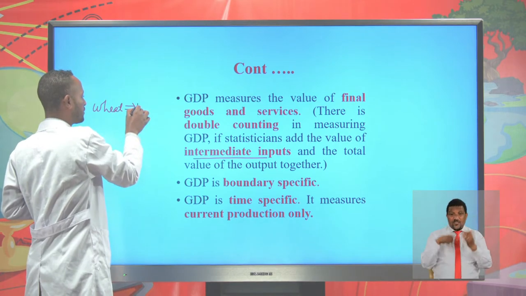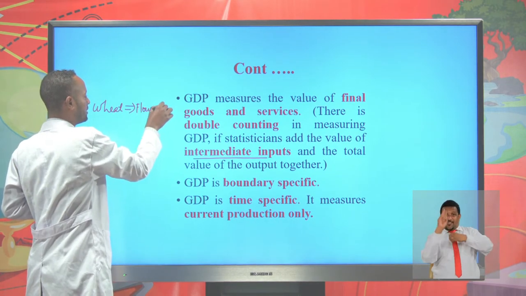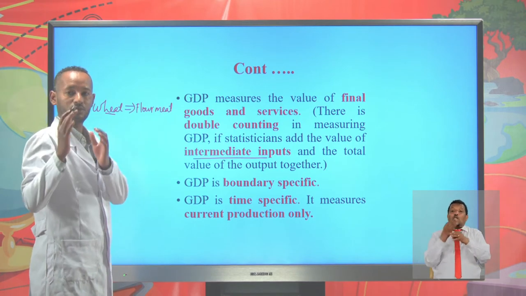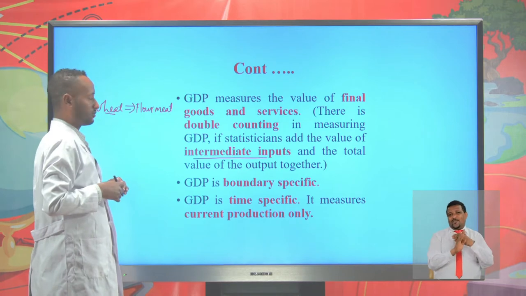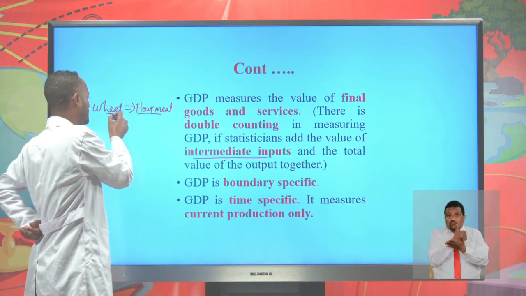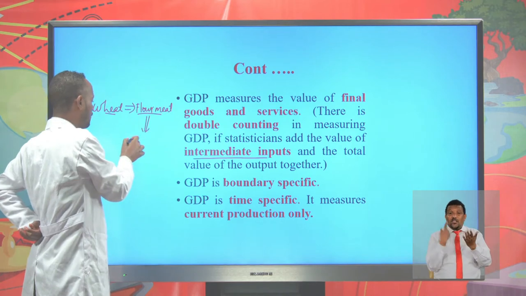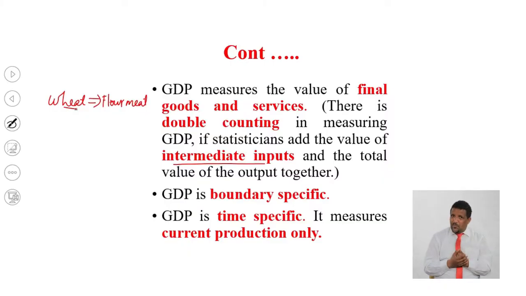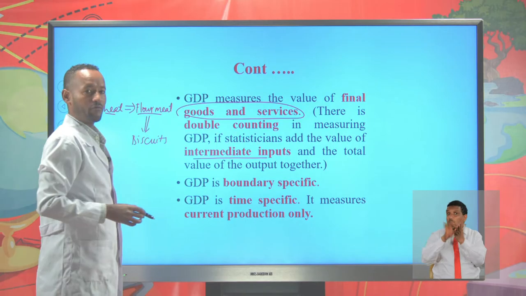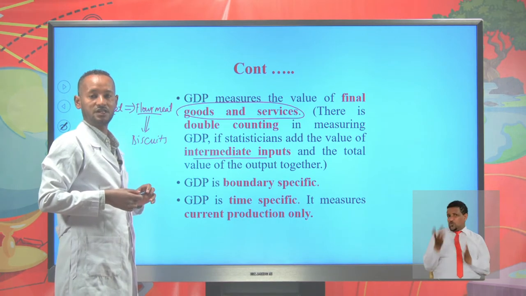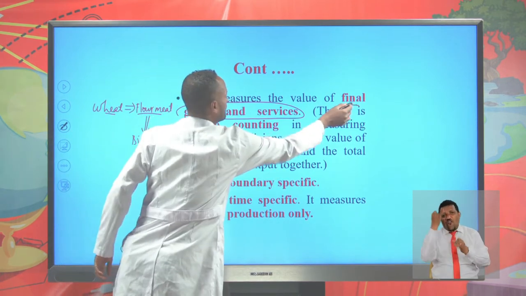But when we use this wheat for the production of flour, then this wheat becomes an intermediate input. It is an output by itself, but when we use it for the production of another output, it becomes an intermediate input. Again, this flour is an output by itself, produced by using the input wheat. And when we use this flour for the production of biscuits, in this case, the flour becomes an intermediate input. So when we measure GDP, we have to take the market value of the final goods and services in order to avoid double counting. If we add the values of the intermediate inputs and the values of the outputs together, there is double counting. So in order to avoid this, we will take the market value of the final goods and services.